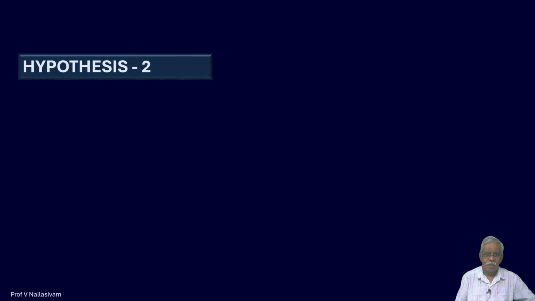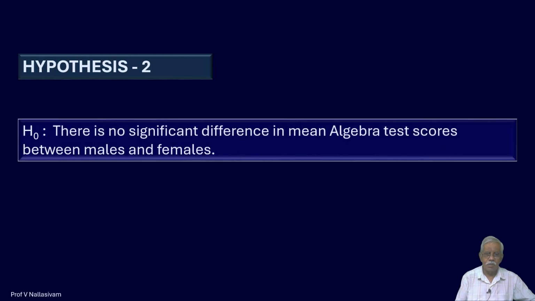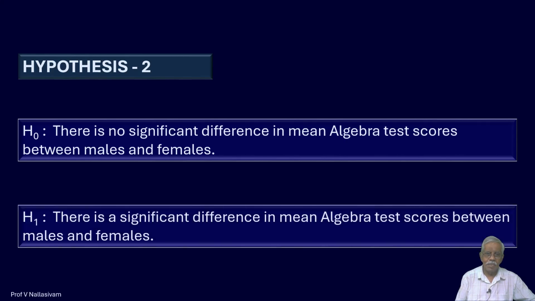Hypothesis 2. Null hypothesis. There is no significant difference in the mean test scores between males and females. Alternate hypothesis. There is a significant difference in the mean test scores between males and females.